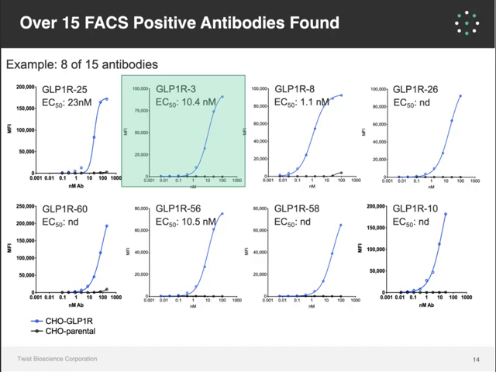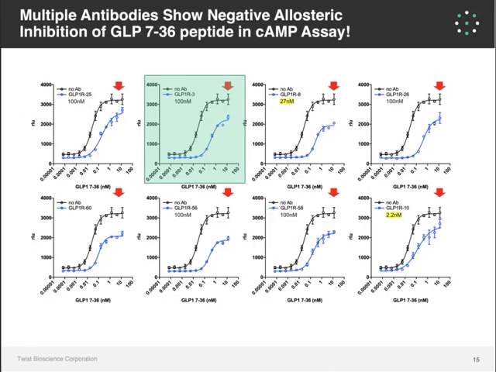Here we ran a titration of the antibody against the GLP-1R CHO line versus the parental background CHO line. You can see in many cases EC50s in the range of single-digit nanomolar all the way to micromolar, with very specific binding to the GLP-1 overexpressing line. I'm highlighting the clone named GLP-1R3 because it's an important antibody that I'll go into a lot more detail later.